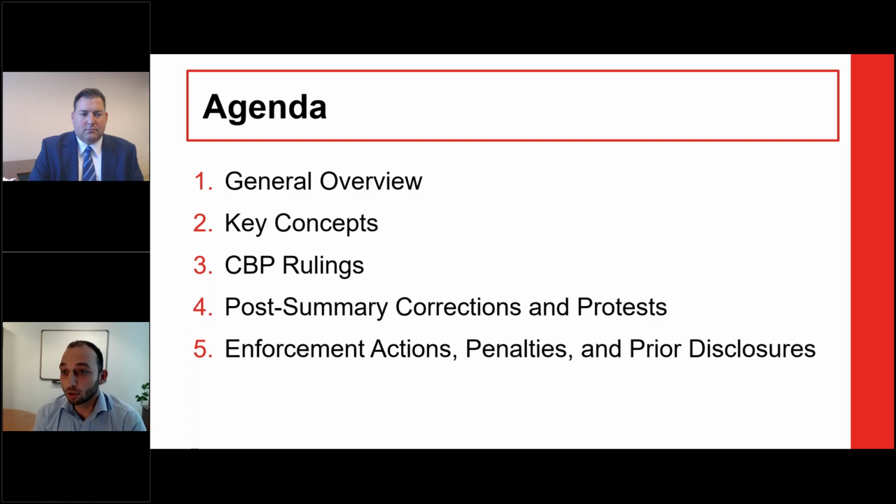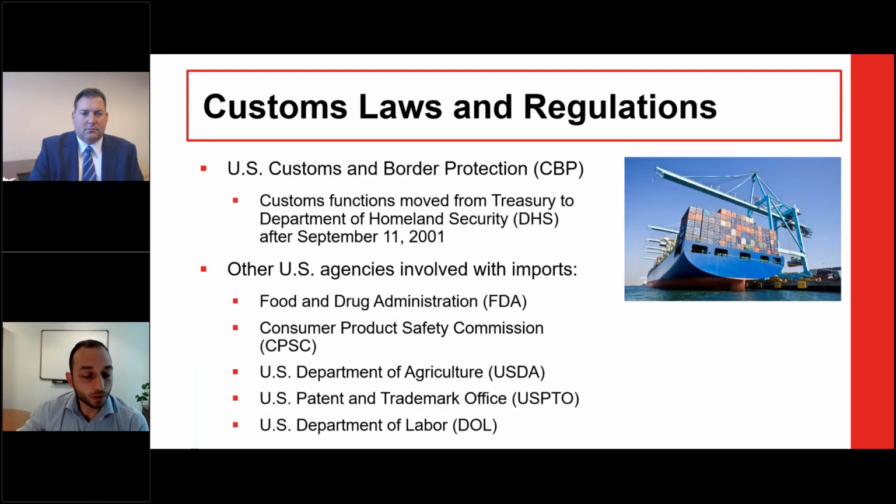And then I will turn it to Dan to talk about the CBP rulings in general and the benefits that they provide to businesses. And then I'll finish it off with a quick discussion about the post-summary corrections and protests, as well as the enforcement actions, penalties, and some mitigation measures like prior disclosures. We can go to the next slide.